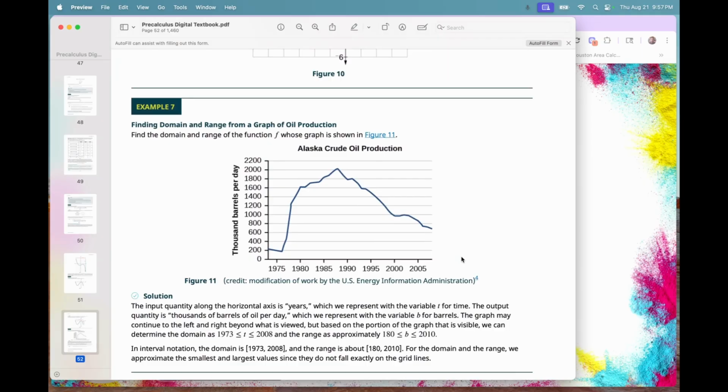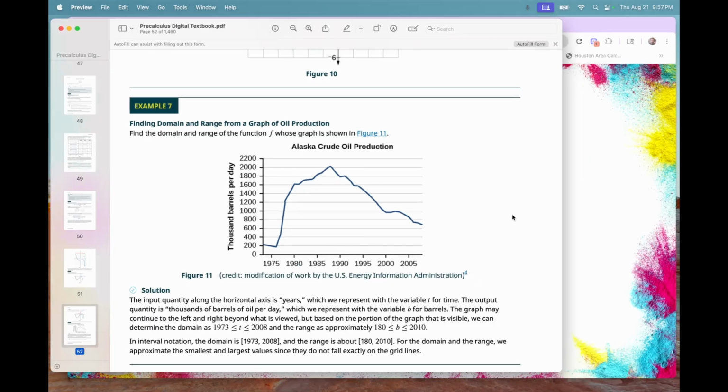I think this is an interesting graphic, and we could take a look at this, and we can ask ourselves, what is the domain and what is the range? What are the input values, years here, shown across the horizontal? And what is the output in thousands of barrels per day?